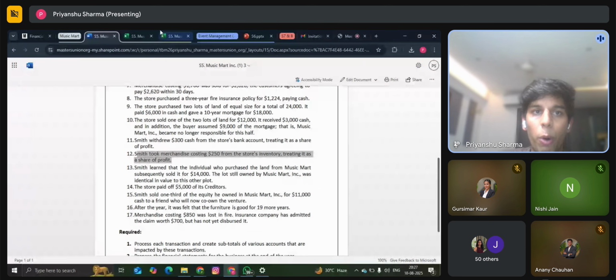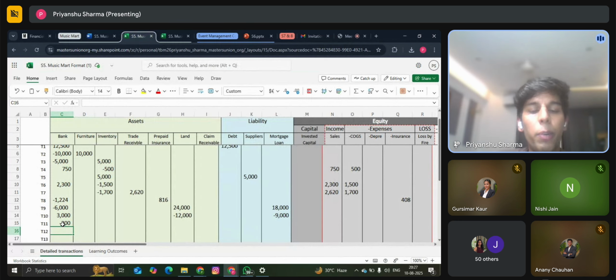treating it as a share of profit. So the core difference between this transaction and the one we did before was that initially, in transaction number 11, he took cash from the business. So we recorded the entry first on the bank side and then as drawings.